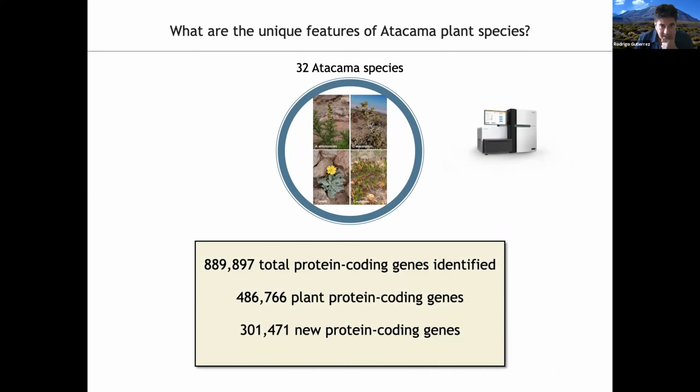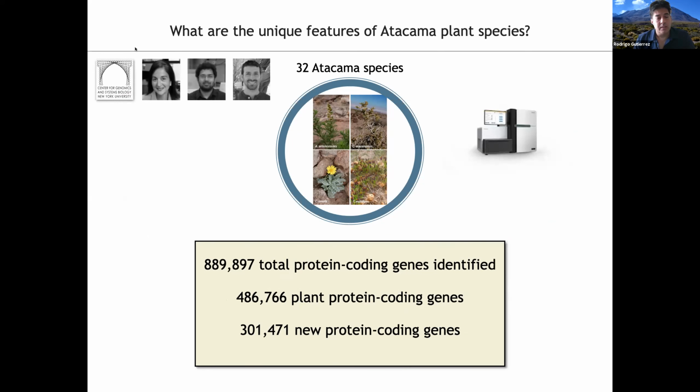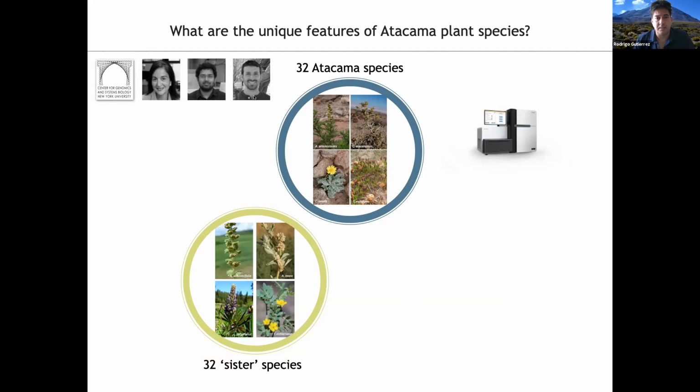Now, if you look at the plant species, we have over 880,000 total protein coding genes identified, more than 486,000 plant protein coding genes, many of them new. And the work that I'll show now was done in collaboration with Gloria Coruzzi at the Center for Genomics and Systems Biology, New York University. Here Kranti played an important role in the first part, and now Gil has also made important contributions to the positive selection analysis that I'll describe.